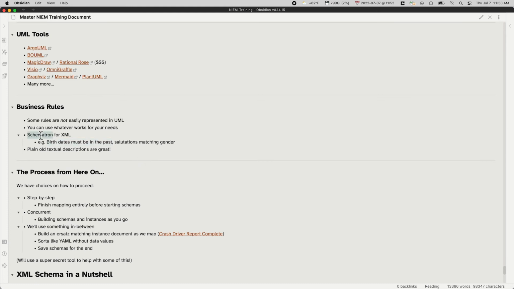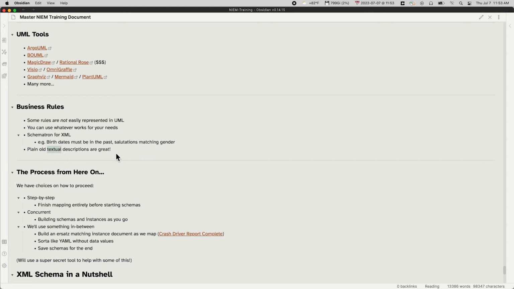For some things, you can do Schematron, and we're not going to talk at all in detail about Schematron, but Schematron is a way to define what an XML document needs to look like by making individual assertions. Assertions like a birth date must be in the past, or a salutation must match a gender, by saying this element has to be this if this other element is this. Schematron is really good for that.